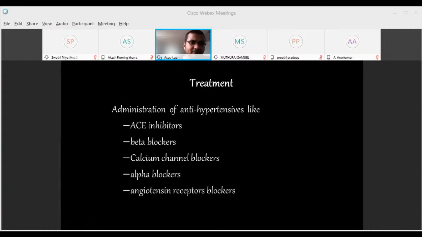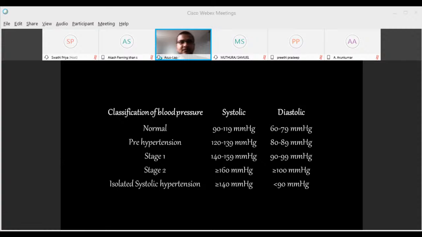Treatment: we can give antihypertensive medications like ACE inhibitors, beta blockers, calcium channel blockers, alpha blockers, and angiotensin receptor blockers. And this is about the classification of blood pressure. The normal blood pressure is from 90 to 119 for systolic, and diastolic 60 to 79. And pre-hypertension is blood pressure readings with a systolic pressure from 120 to 139 millimeter mercury, or a diastolic from 80 to 89 millimeter mercury.